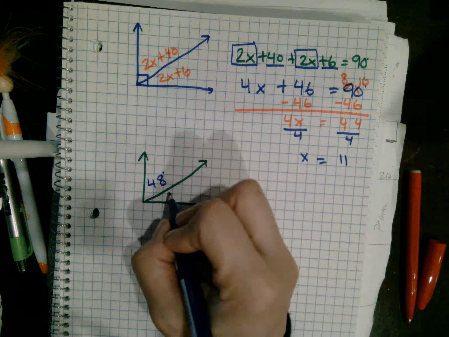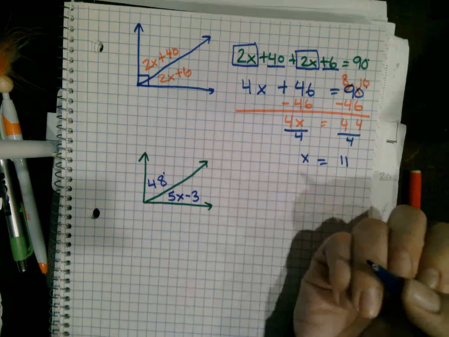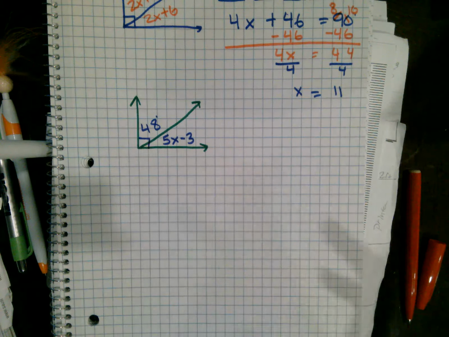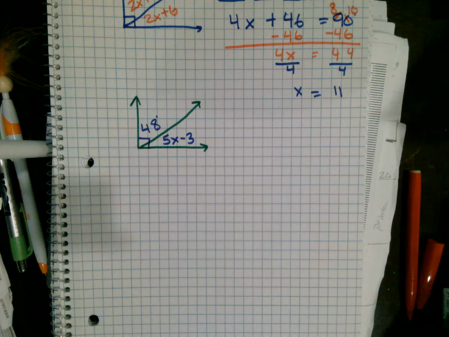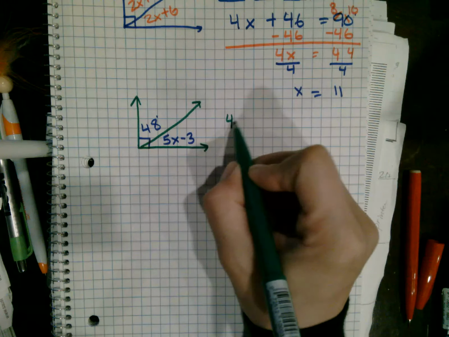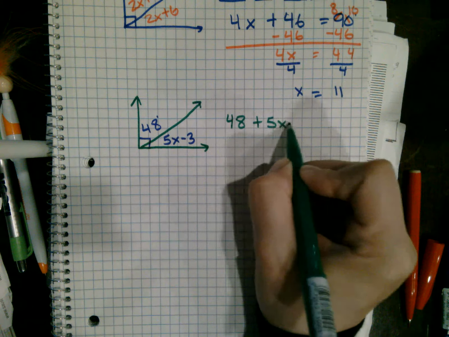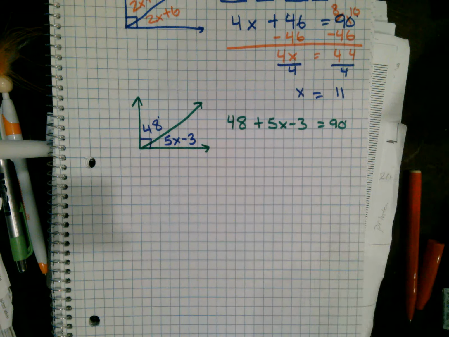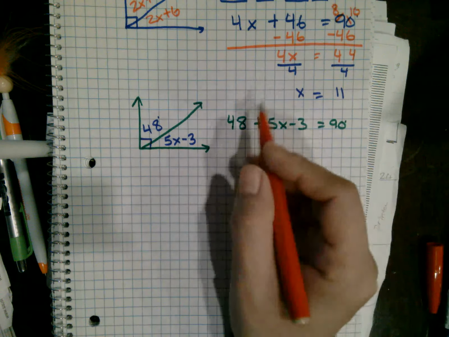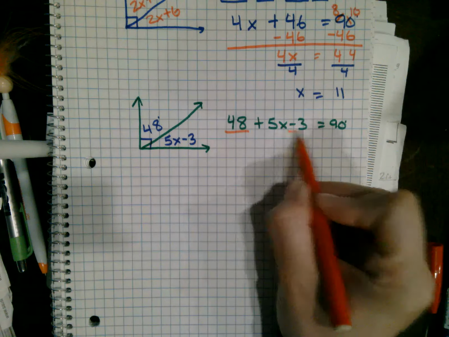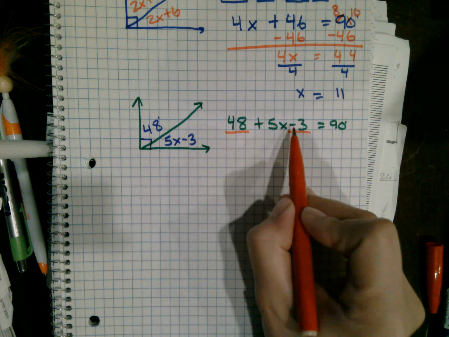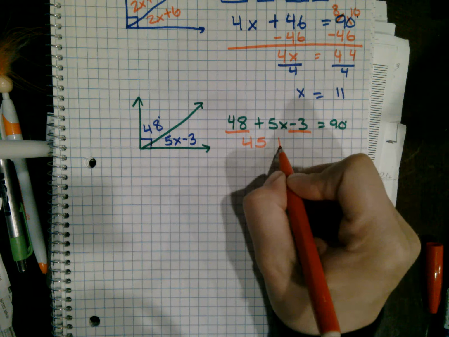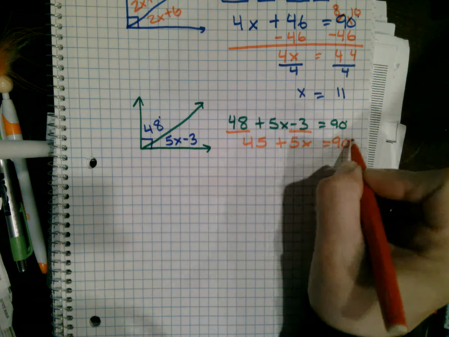48 degrees. And this one's 5x minus 3. Ooh, a minus. Love it. Go ahead and set up your equation. Okay, you should have done that. Now we're going to put our numbers without variables together. So that's 48, but this one's a minus 3. So we have to do 48 minus 3. 48 minus 3 is 45 plus 5x equals 90 degrees.